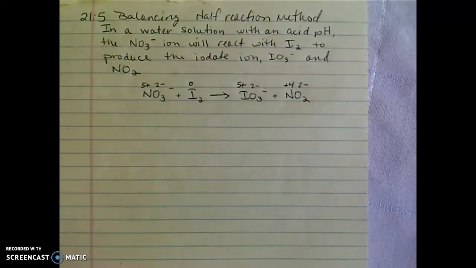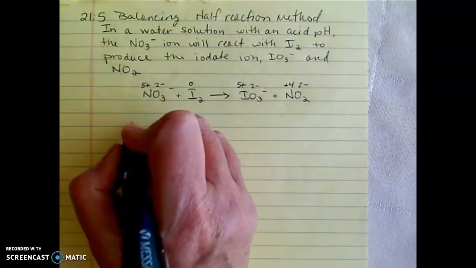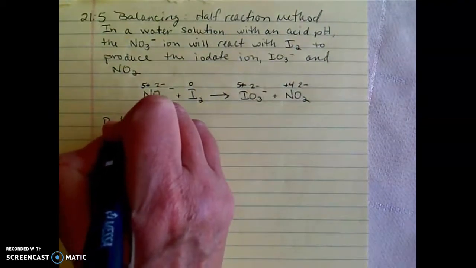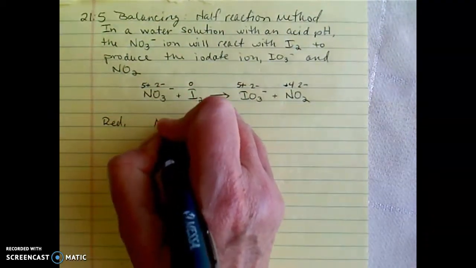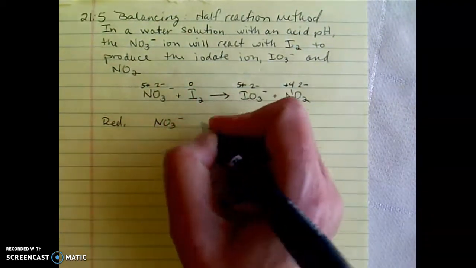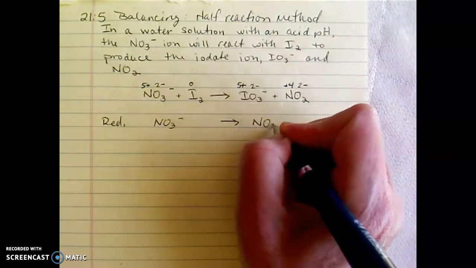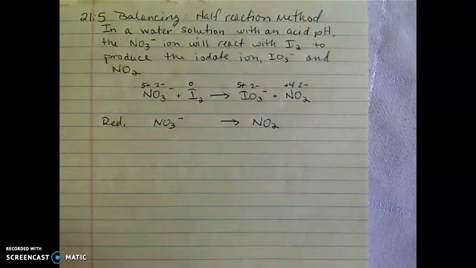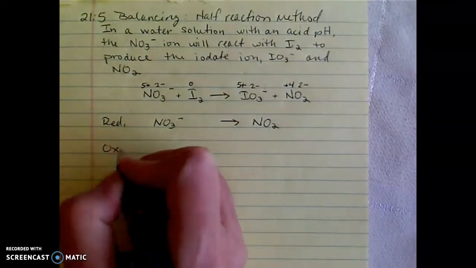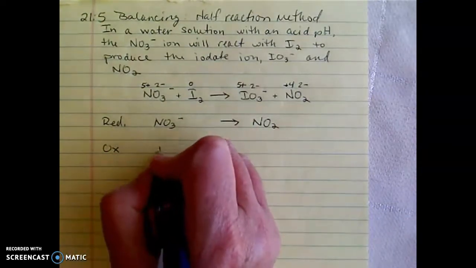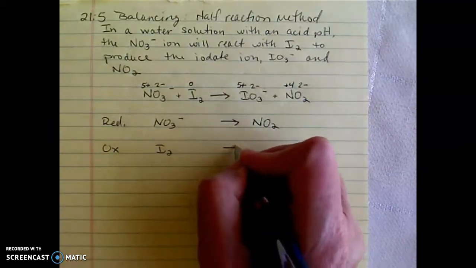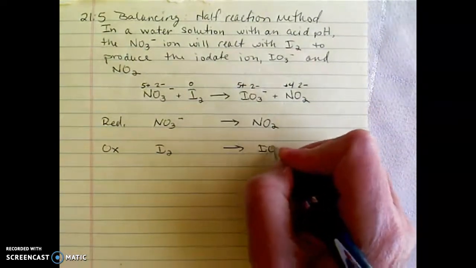Okay. All right, so from there, what does that tell us? It tells us that our reduction reaction is your NO3- going to NO2. And our oxidation reaction is going to be I2 going over to IO3-.